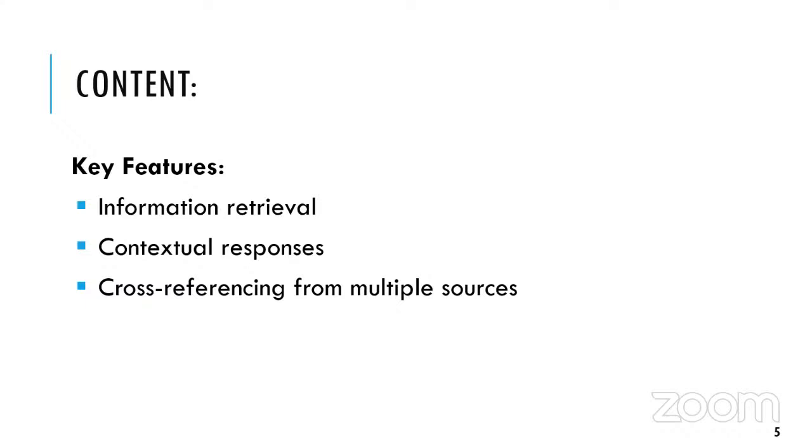These are some of the key features of Perplexity AI. Number one, information retrieval. Essentially, that's what it does. It also does what we call contextual responses. It looks at what you are asking, sees it within the context, and tries to answer your question. And finally, it does a lot of cross-referencing from multiple sources, and those sources are listed for you to see.